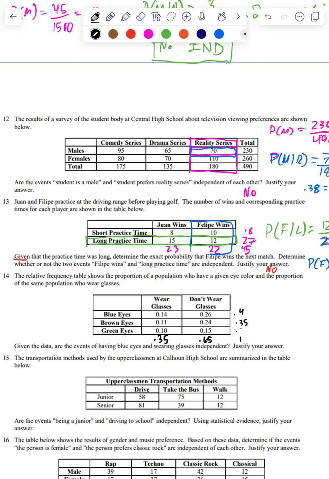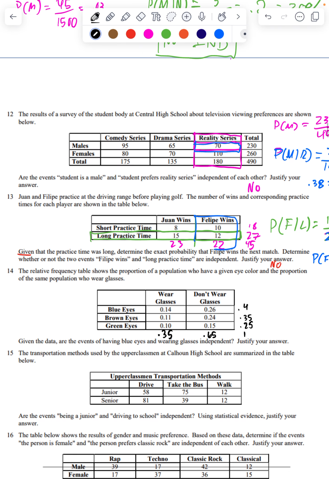0.35. So this has to be 0.25. All right. Okay. Are having blue eyes and wearing glasses independent? So what is the probability of having blue eyes?